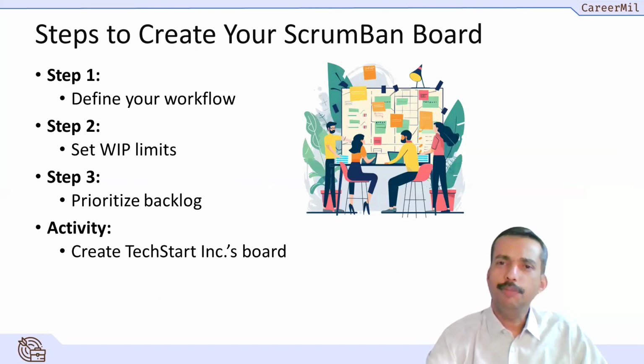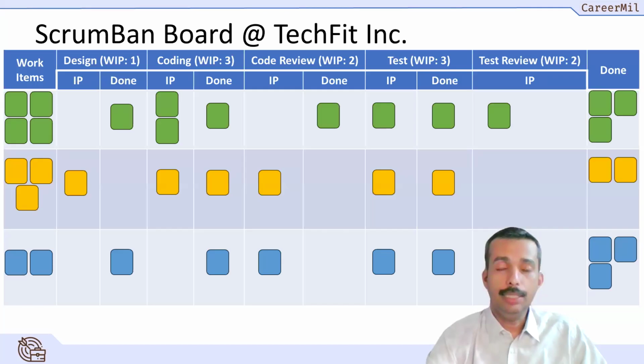What we also need to do is have a new, different board for ScrumBan. Remember, we had our Scrum board, but this is slightly different. We have to define our workflow, we have to define our WIP limits, and we already have the prioritized backlog, so that part becomes easy. So let's take a look at this. As you can see, you have the different workflow stages that I have visualized for you, starting with design, coding, code review, test review, and then the item moves to the done stage.